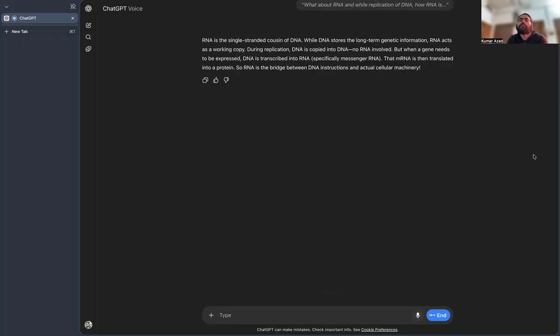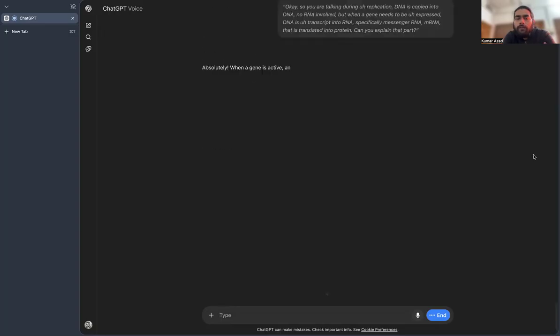Oh, okay. So you are saying during replication, DNA is copied into DNA, no RNA involved. But when a gene needs to be expressed, DNA is transcribed into RNA, specifically messenger RNA, mRNA, that is translated into protein. Can you explain that part?